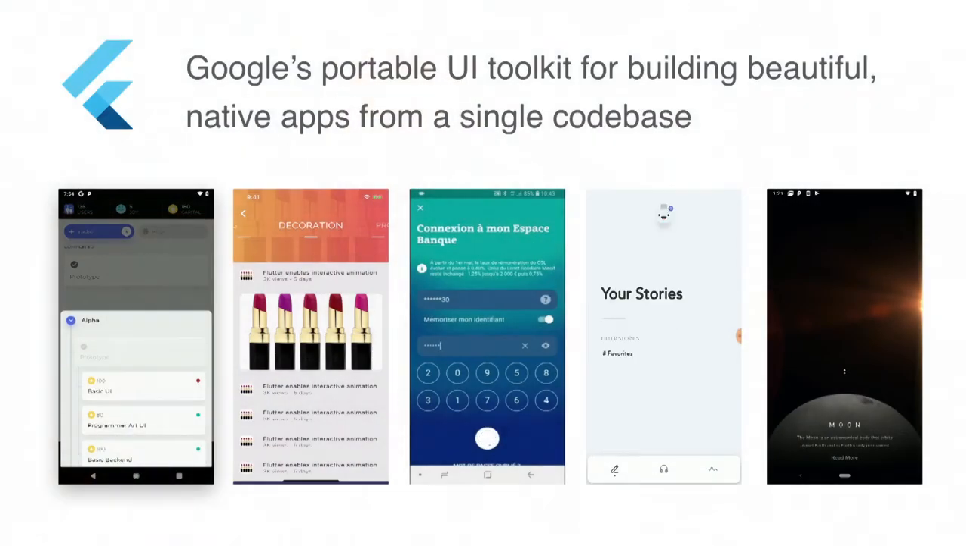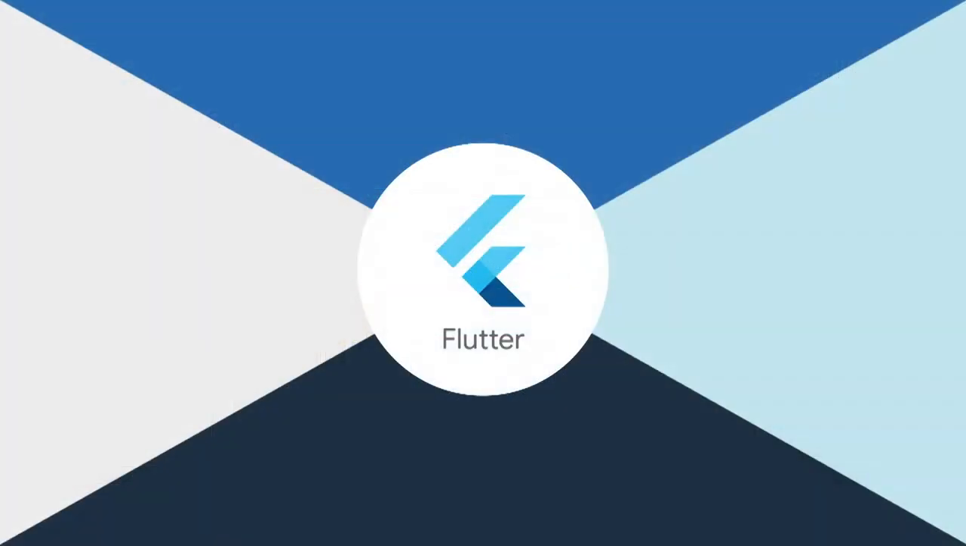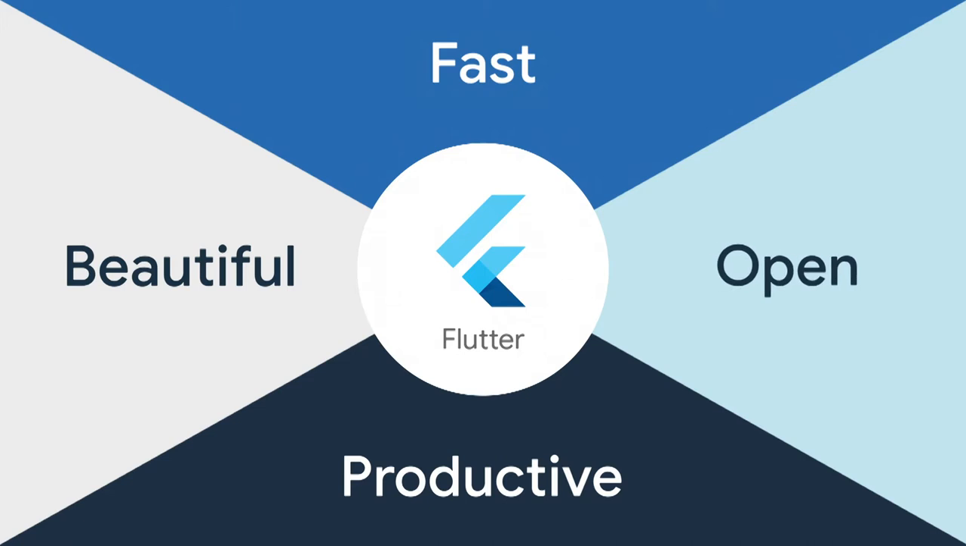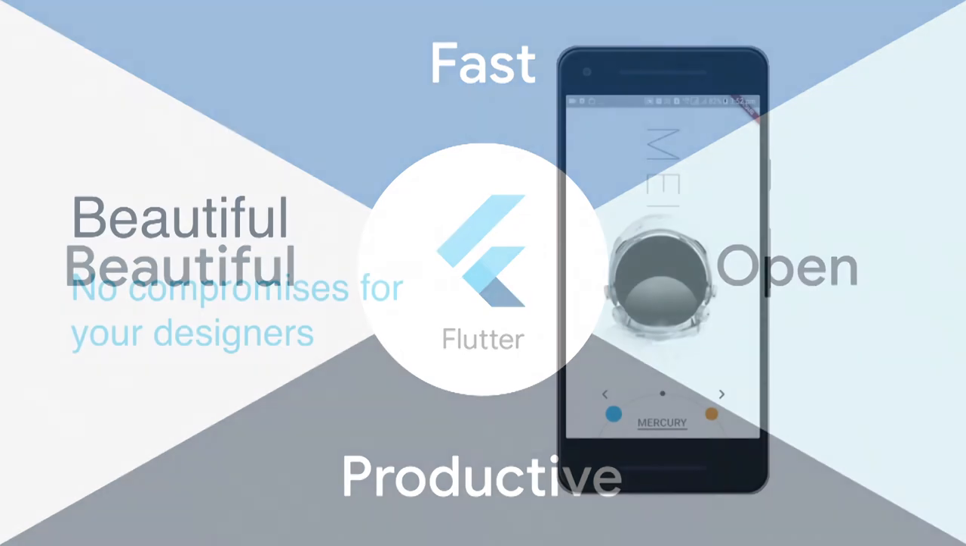So I mentioned what Flutter is. But a lot of times when we talk about Flutter, we do it with four pillars. So we say that Flutter is beautiful, Flutter is fast, Flutter is productive, and Flutter is open. So let me dive into each one of these for a little bit.